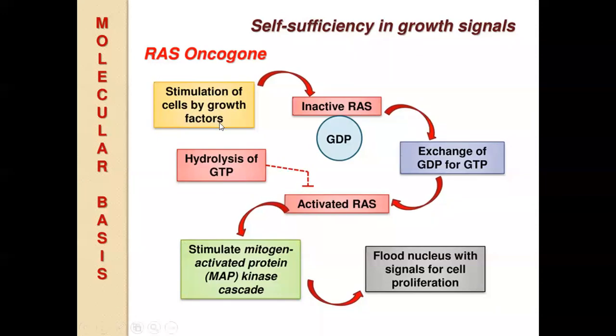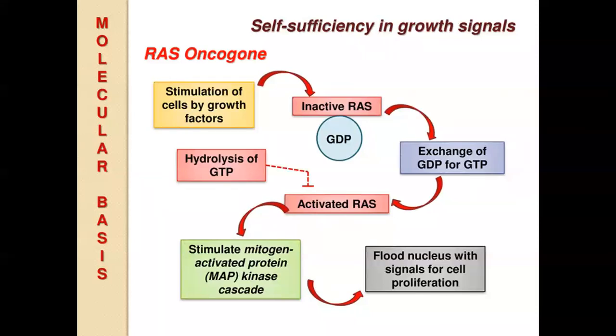Stimulation of cells by growth factor activates RAS, and there is an exchange of guanosine diphosphate for guanosine triphosphate, which activates the RAS protein and stimulates the mitogen-activated protein kinase cascade, which results in the nucleus receiving signals for cell proliferation. How does it work? RAS is the most common oncogene in human tumors. What does it mean? RAS means rat sarcoma gene.